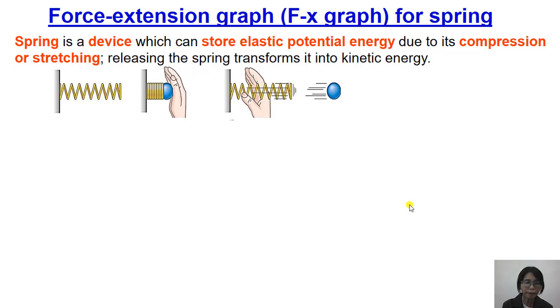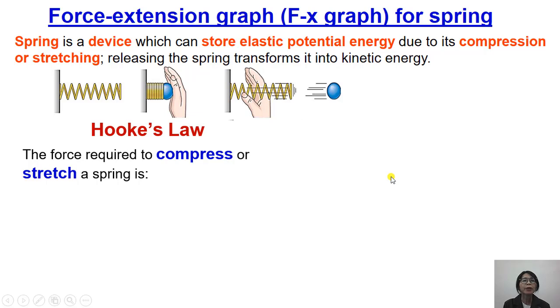So again, a spring is the most common device in which we can store elastic potential energy due to its compression or stretching. So normally when we put an object on the spring and we compress the spring, it will store elastic potential energy. Upon release, the elastic potential energy will transform to the kinetic energy of the object. Okay?